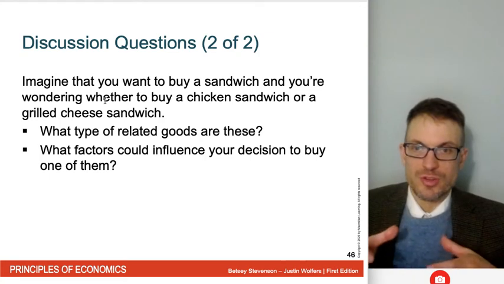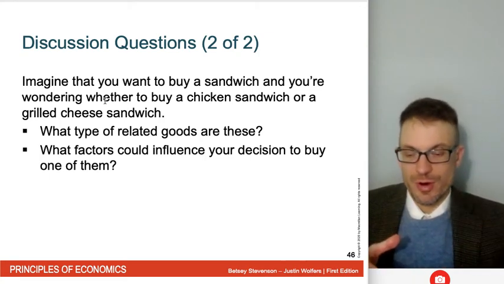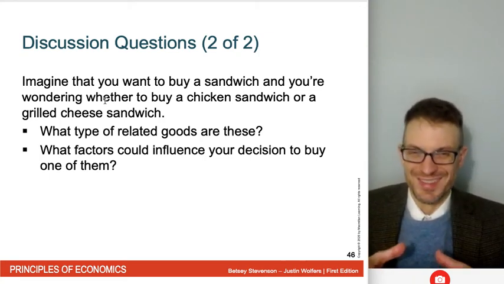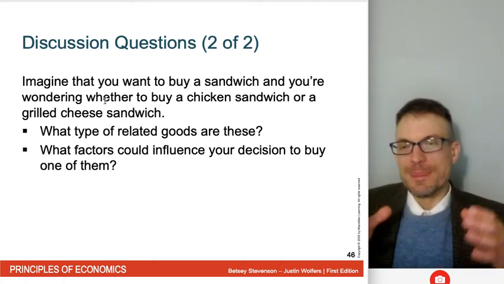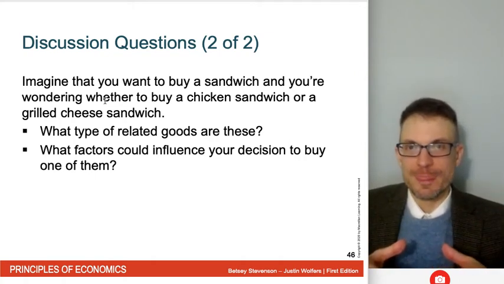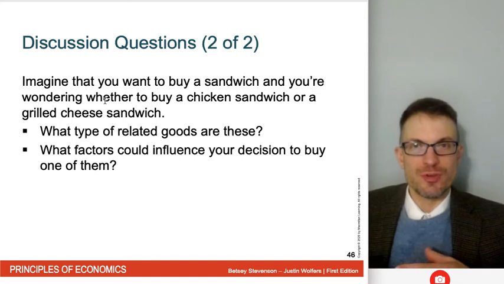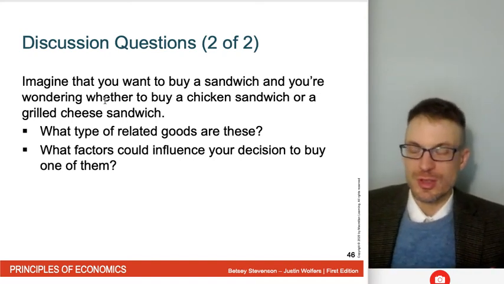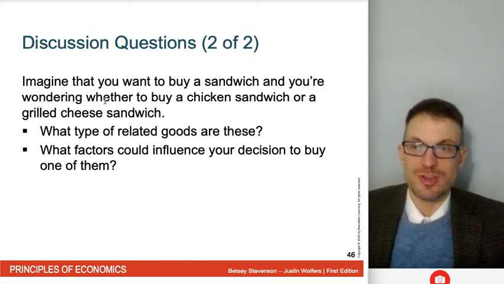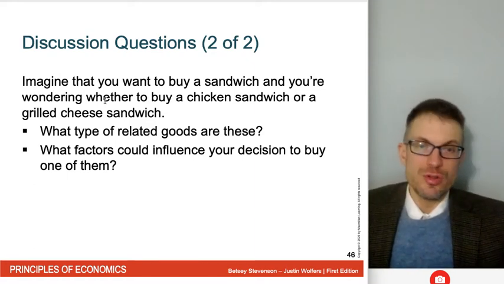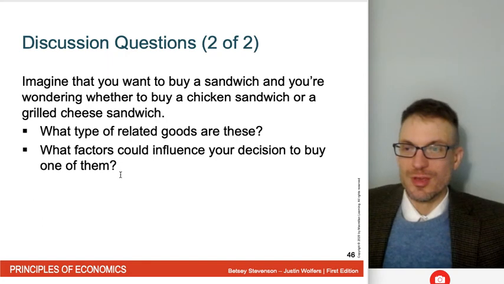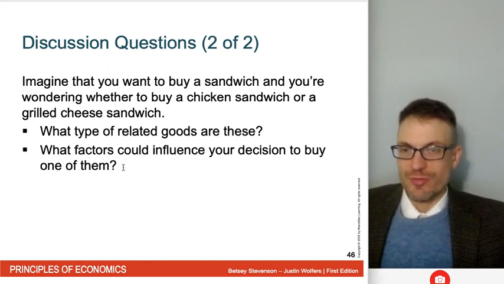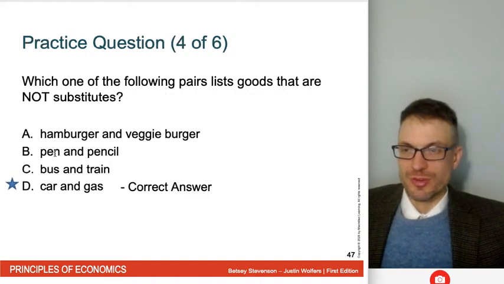So the chicken sandwich gets a different price. So I'm going to get a different quantity for chicken sandwich. However, relative to grilled cheese, they're substitutes, and so we'd expect a change in demand for grilled cheese. Or who knows, maybe they're complements, depending on what your preferences are. What factors can influence your decision? Yeah, just prices. So which of the following are not substitutes?